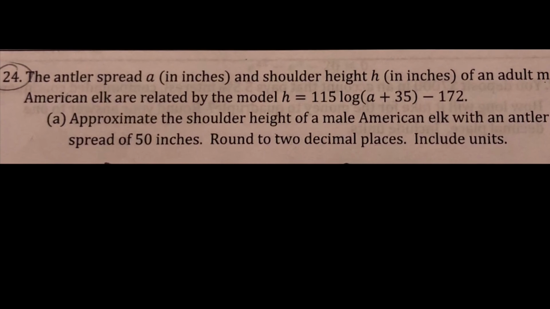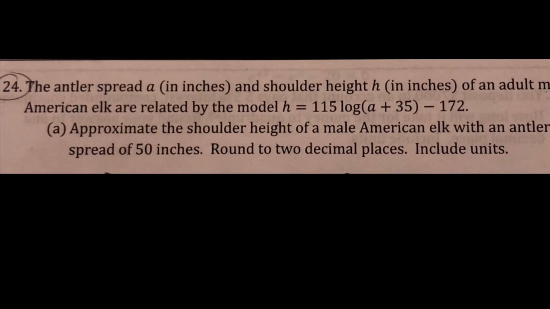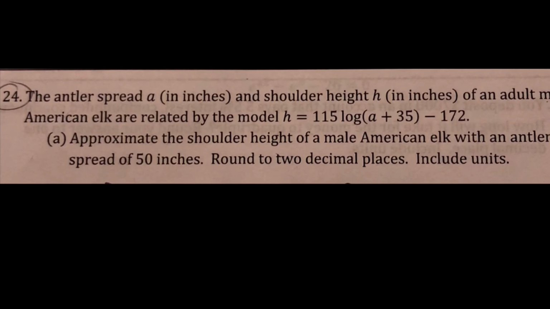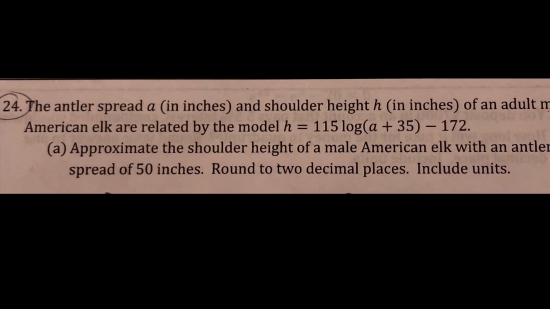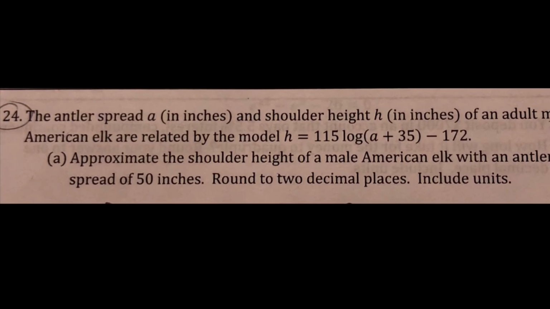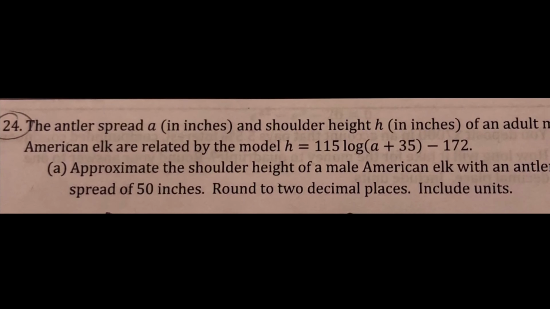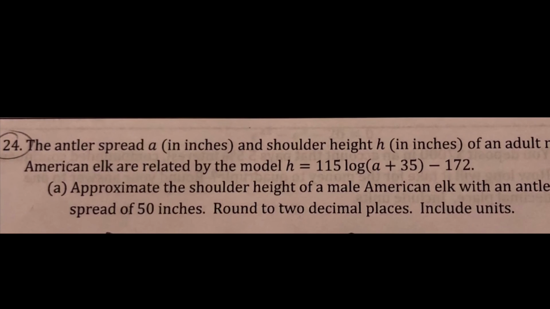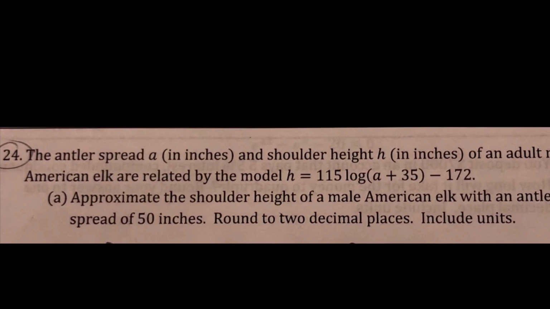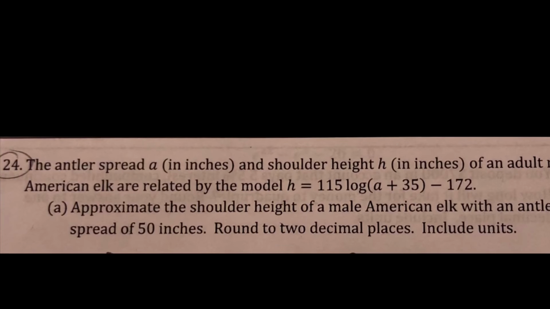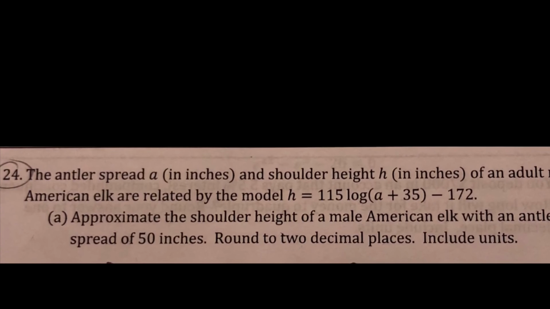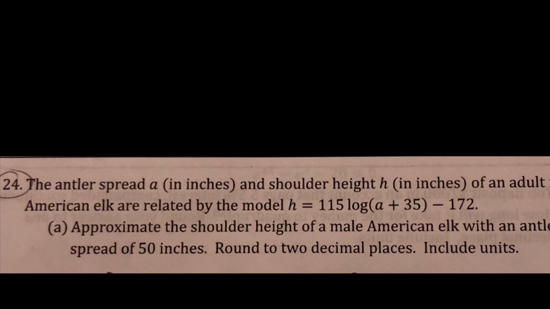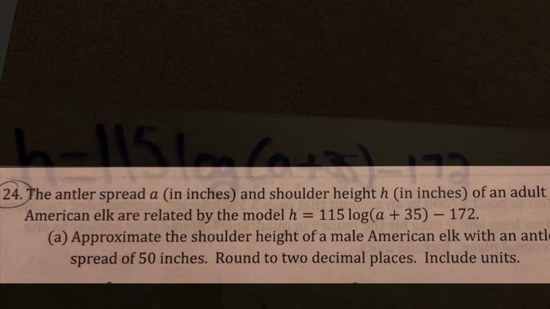So for the second question, it says, the antler spread, A, in inches, and shoulder height, H, in inches, of an adult male American elk are related by the model, H equals 115 log, parenthesis A plus 35 parenthesis, minus 172. And then it says, approximate the shoulder height of a male elk with an antler spread of 50 inches, then round to 2 decimal places and include units.